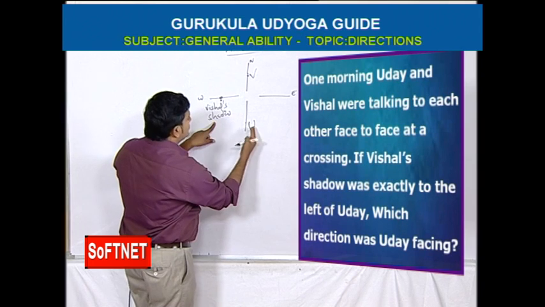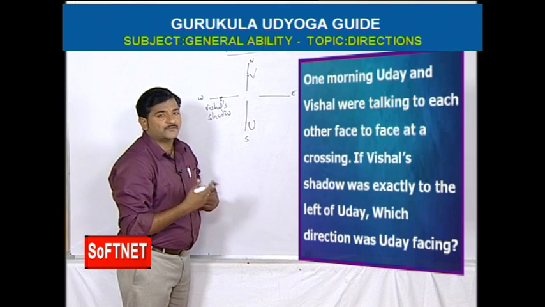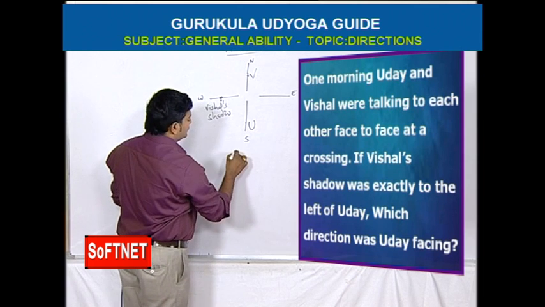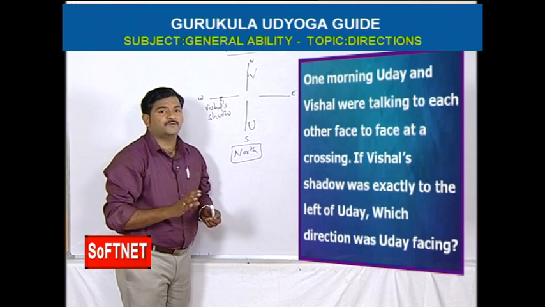So Vishal's shadow is to the left of Uday. It's very clear. Now the question is, in which direction is Uday facing? Uday is facing the north direction. So for this type of question, first you need to fix the shadow.